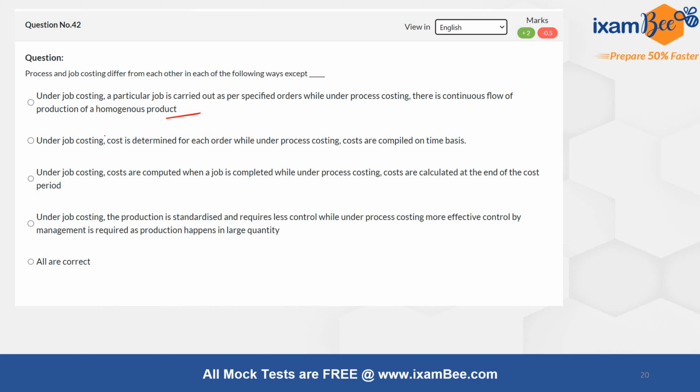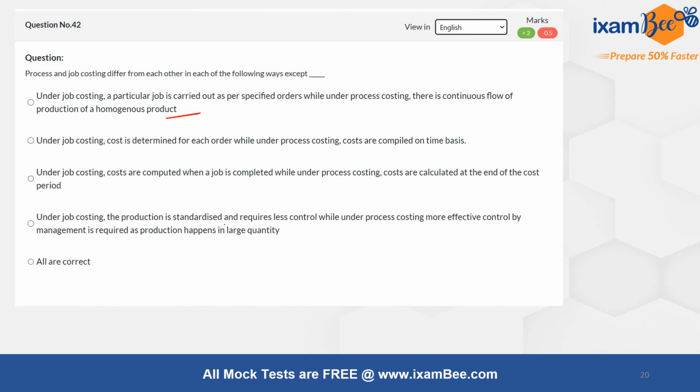Job costing is unique to every order, to every customer, while in process there are certain processes in the production, and therefore the cost is calculated for each of those processes. Under job costing, costs are computed when a job is completed, while under process costing, costs are calculated at the end of the cost period. Again, this is a correct statement, because job is related to the completion, while process is related to the completion of the particular process in the entire period.